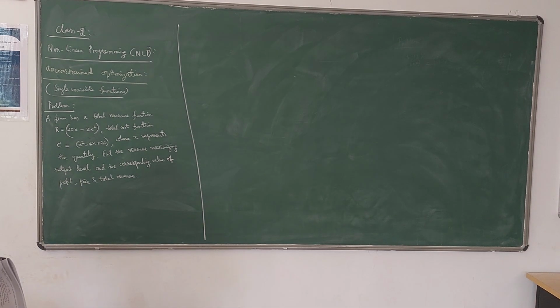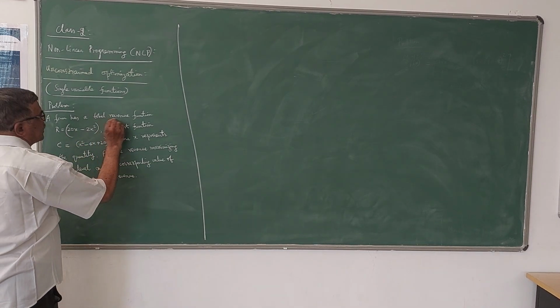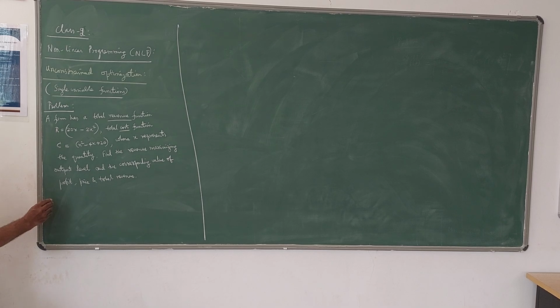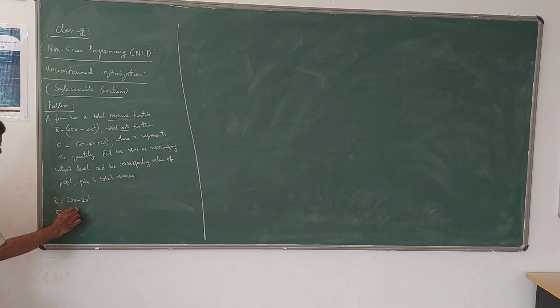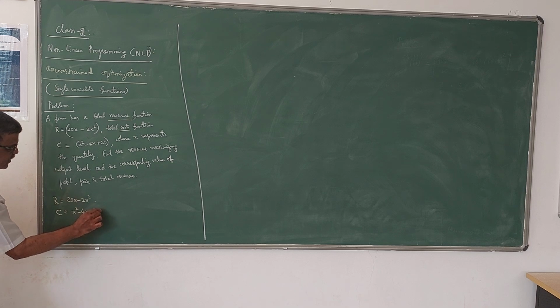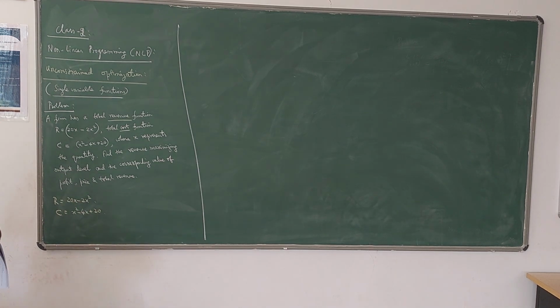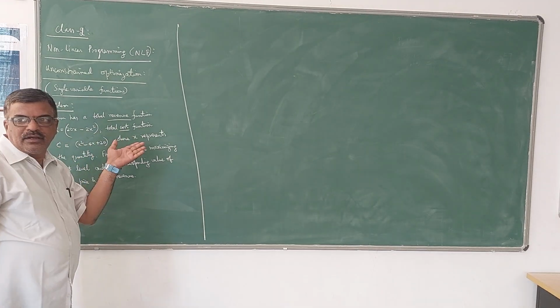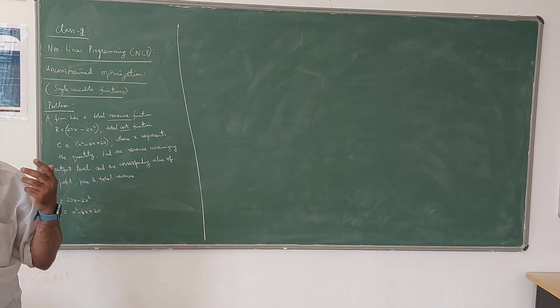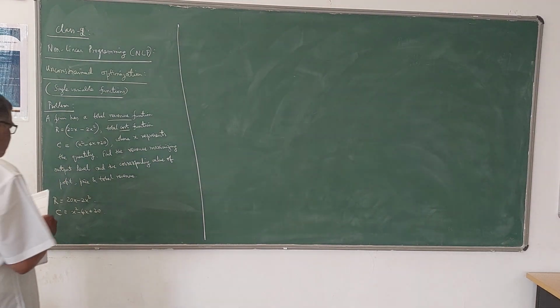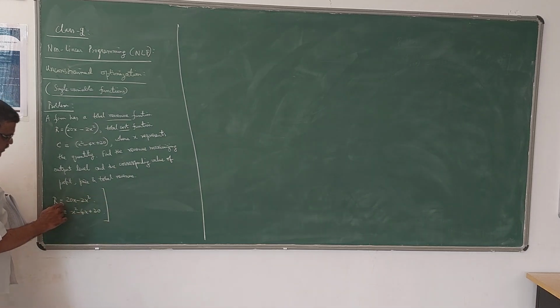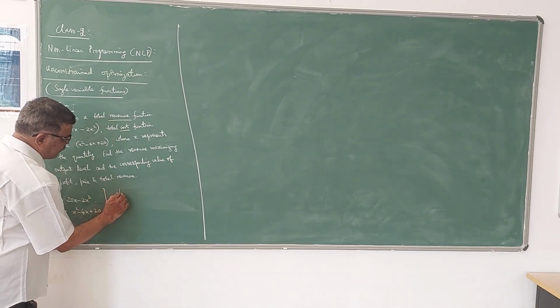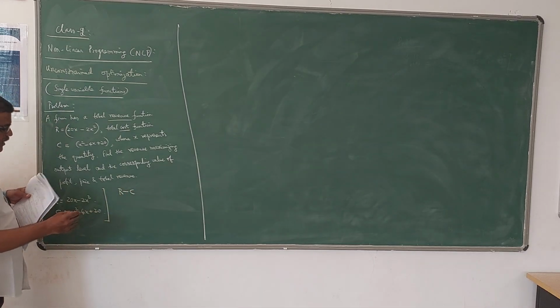So two functions are given here. One is the revenue function, another is the cost function. So let us take the revenue function. R is equal to 20x minus 2x square. Cost function is x square minus 4x plus 20, where x is the quantity of product. That may be a machine or a mobile, something like that. So x is the number of quantities of that particular object. So this is the revenue, this is the cost. If you subtract the cost from the revenue, you are going to get the income.